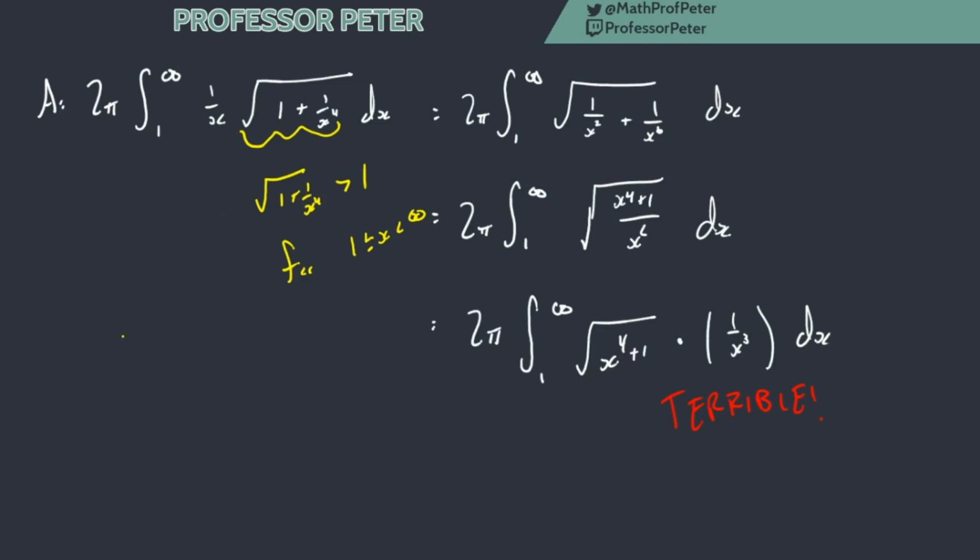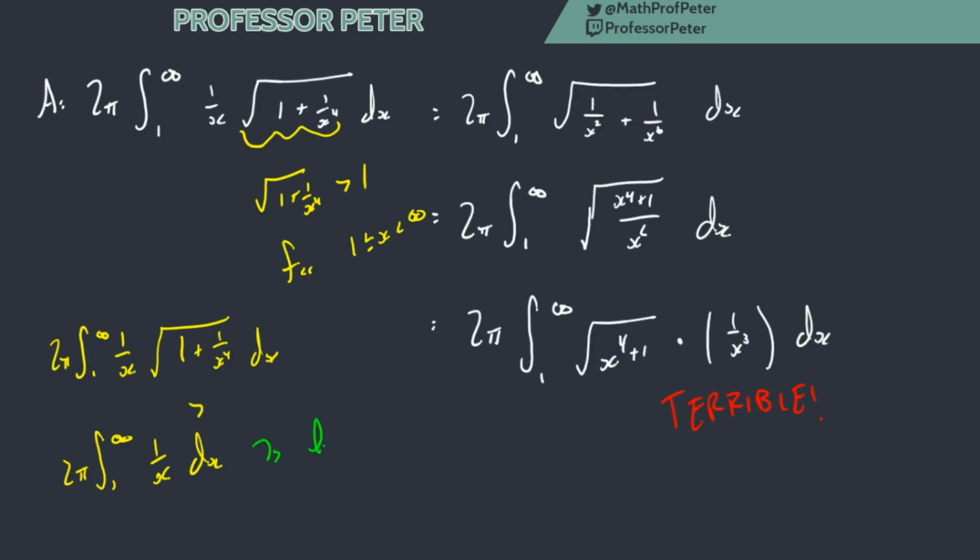So what we can notice is that our integral, this 1 over x times the square root of 1 plus 1 over x to the 4, is greater than the integral of just 1 over x dx. And this thing we can do. We'll use a limit again to clean up that infinity. And so this is really from 1 up to t of 1 over x dx.